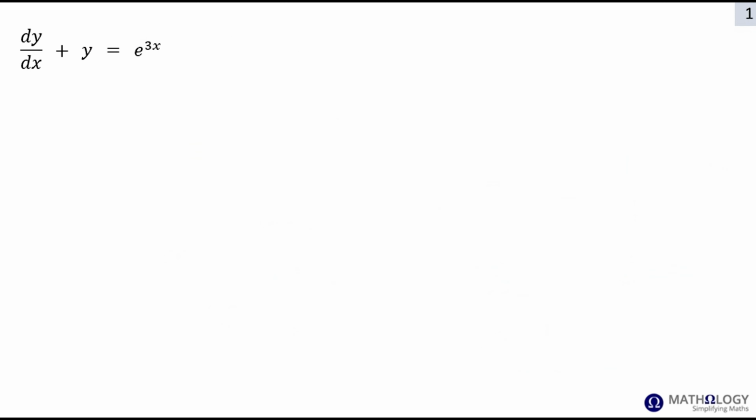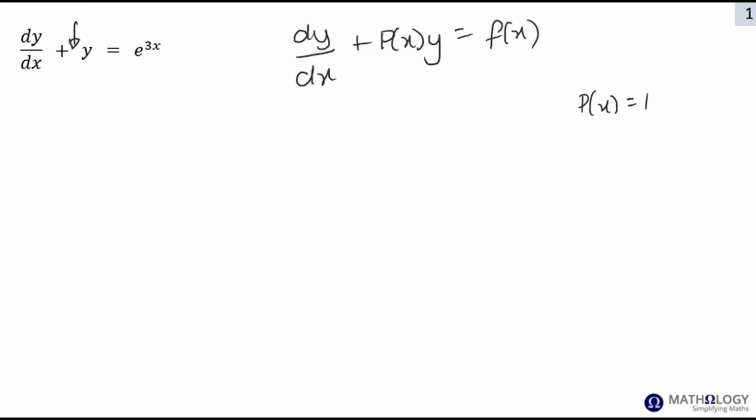Okay, so question 1. This is already in standard form. Just to recap, standard form is dy/dx + p(x)y = f(x). So p(x) we can clearly see is the coefficient of y here. So p(x) equals 1 and f(x) is this over here, e^(3x).